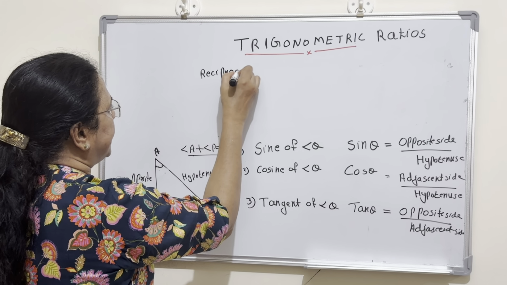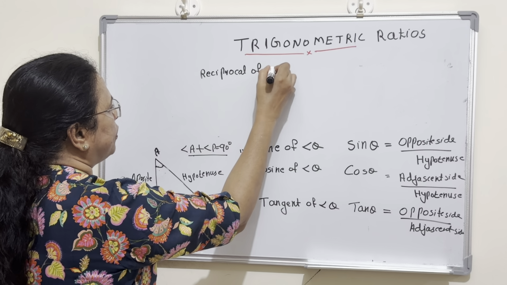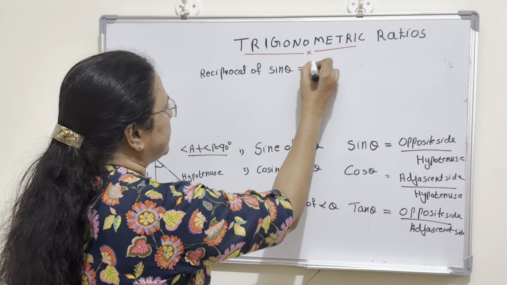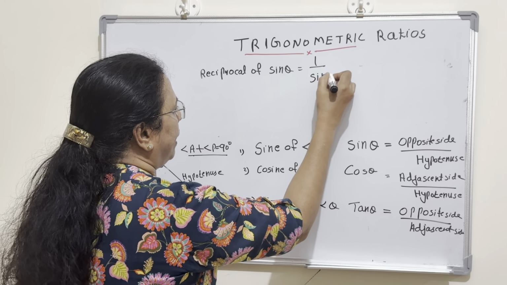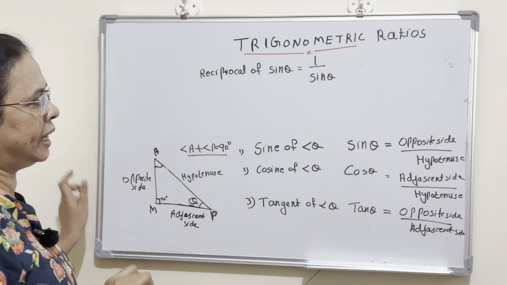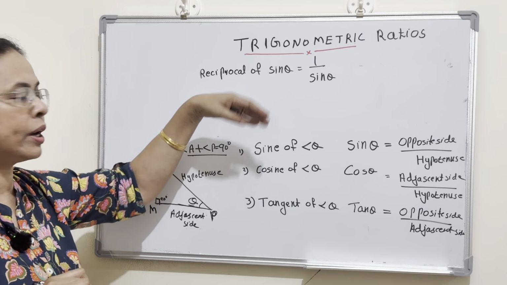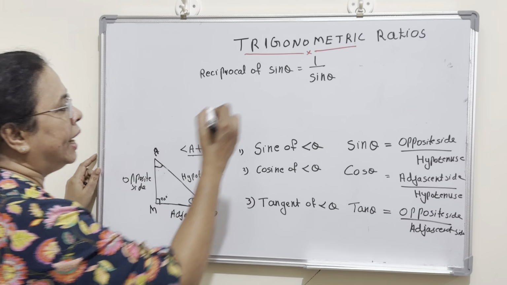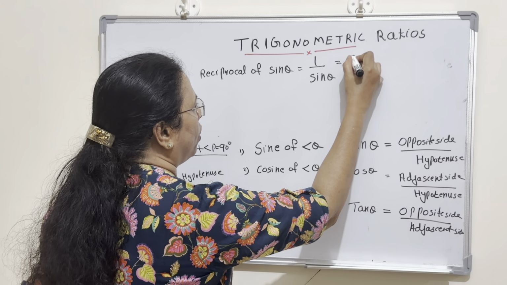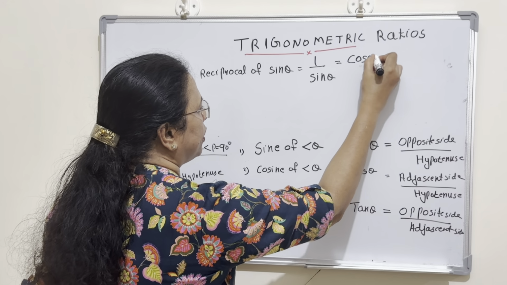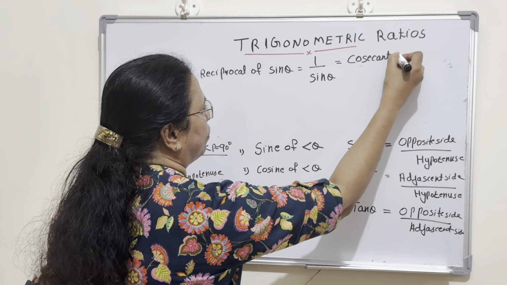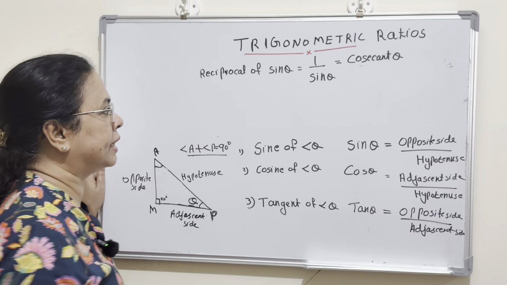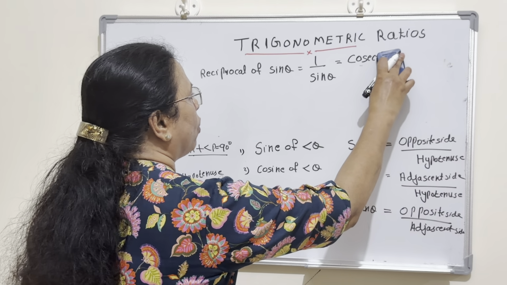If you want to write the reciprocal of sine of angle theta, I can simply write 1 by sine theta, right? 1 by sine theta is the reciprocal of sine theta. Any number, if you want to find its reciprocal, you can write 1 by that number. So the reciprocal of sine theta is 1 by sine theta. It has another name, that is called cosecant of angle theta. Cosecant of angle theta, shortly I can say cosec theta.